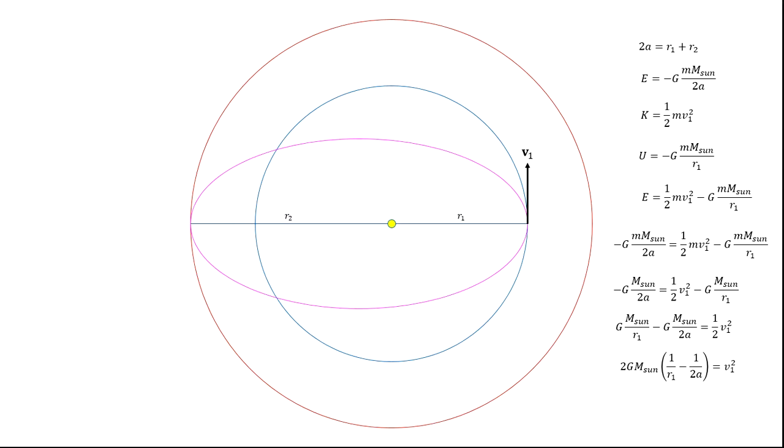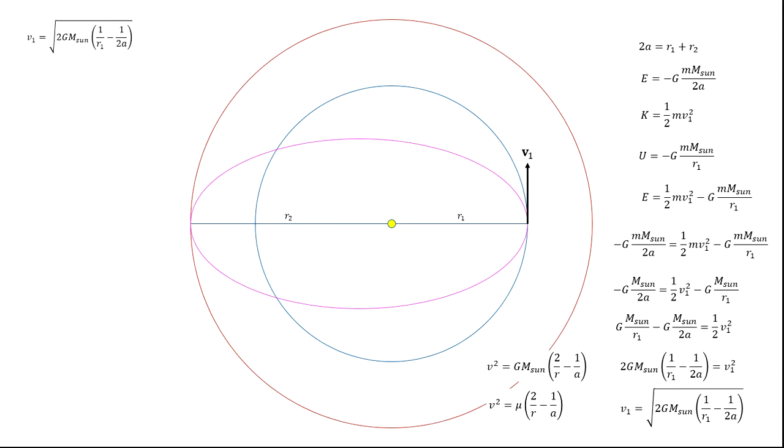This equation is called the vis-viva equation. It was something Newton invented. Here's a more general form. You can also express it with the gravitational parameter mu in the place of G times the mass of the central body, which here is the Sun. If we take the square root of both sides of our specific form of the vis-viva equation, we get v1 equals the square root of 2 G m Sun times 1 over r1 minus 1 over 2a.